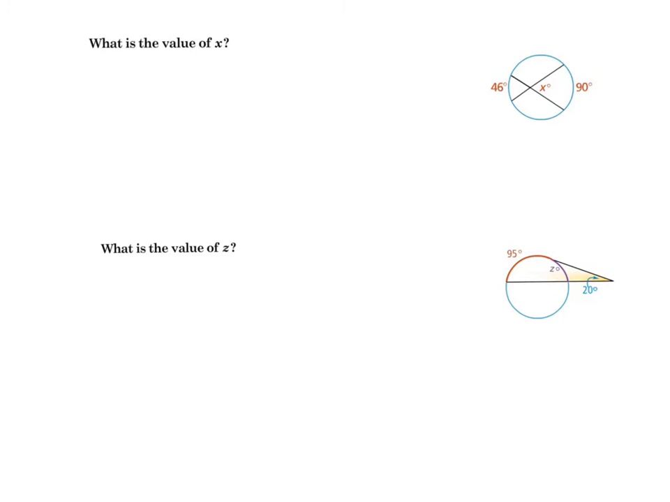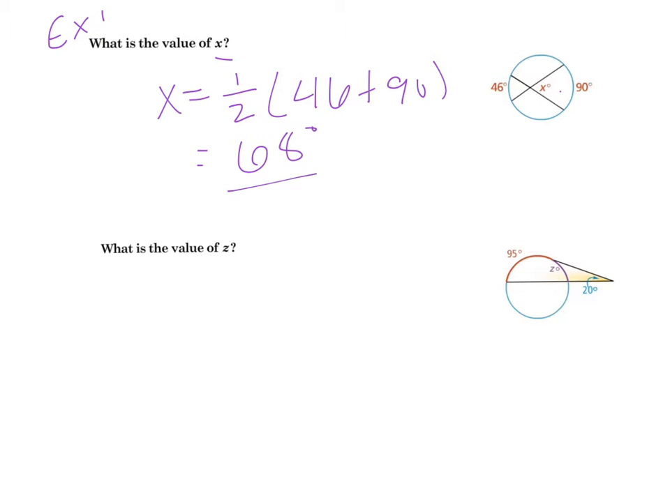Alright, so for example 1, remember that we need to use our theorems here. It says what is the value of x? And x is an angle that is created by 2 lines that intersect inside of the circle. So we learned that x was equal to 1/2 the sum of those 2 arcs. So we add them together and divide them by 2, and we get 68.